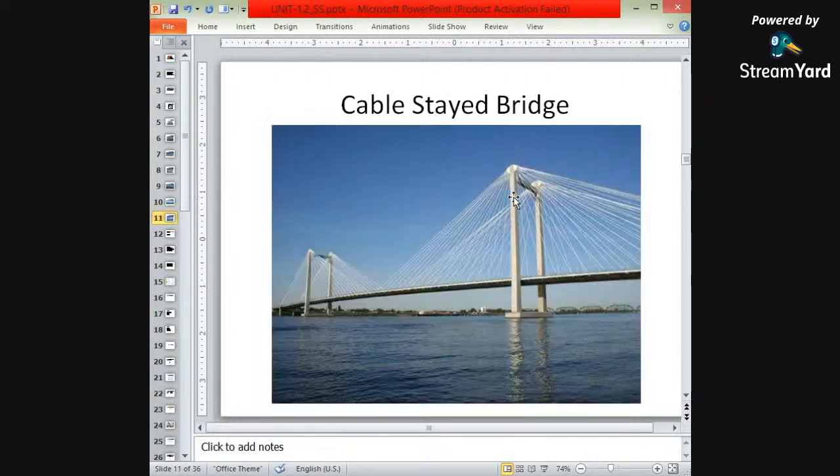Again, these cable-stayed bridges are made of steel. This horizontal member is steel, and this vertical post is RCC, but the horizontal is made with the help of steel. Again, these are the cables with which it has been stretched, and these loads will be transferred to the horizontal members with the help of these cables.